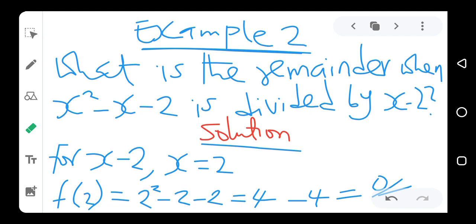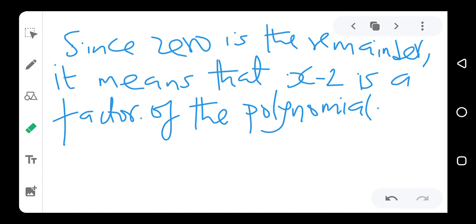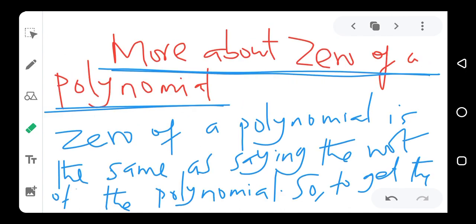So the remainder can be 0 or anything above 0. If it is 0, it is a zero of the polynomial or a factor of the polynomial. But if it is not 0, then it is not a factor of the polynomial. So it can be 0, a positive number, or a negative number. So this is it about the remainder theorem.